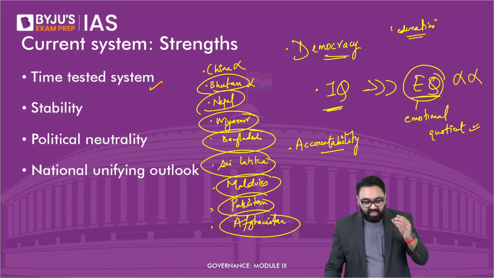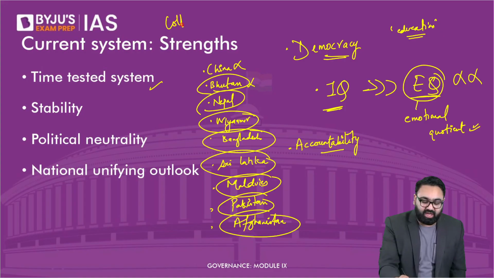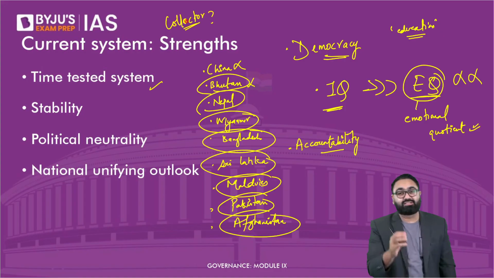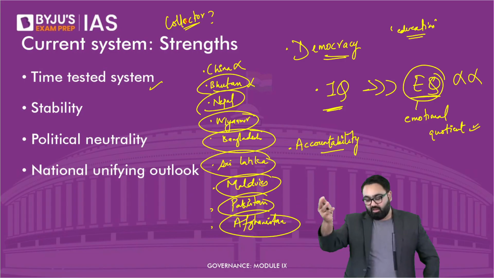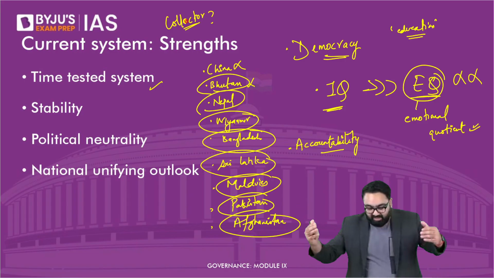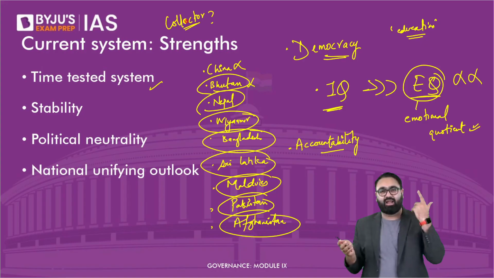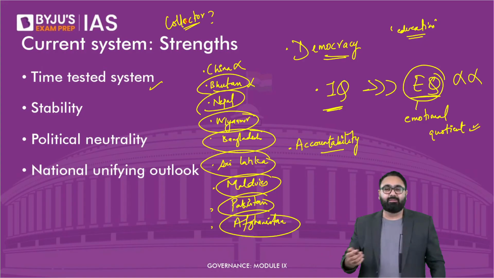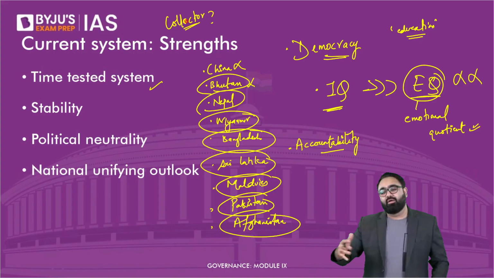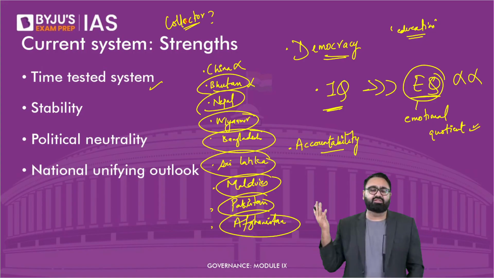That is why even today, the post is called collector. Why collector? The British called him the collector because he was supposed to collect the revenue. The entire job was to collect as much revenue as possible. So we thought, why change the name? Let us call him collector only. So we still call him the collector. But you don't have to collect revenue now. But it's a time-tested system going on for such a long time.